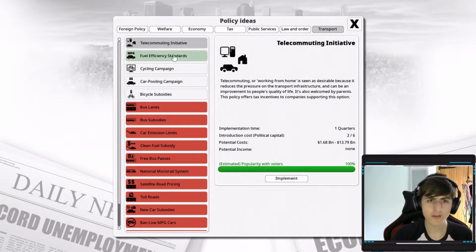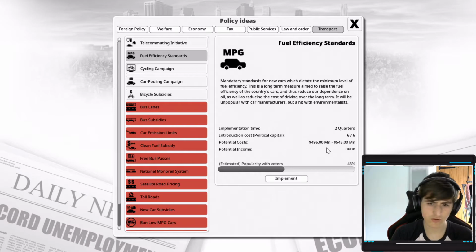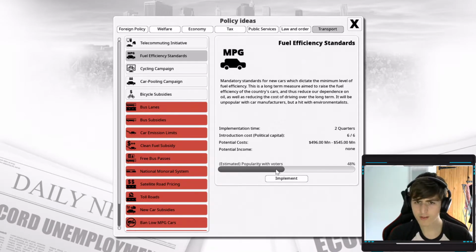A lot of these can be simple things, like fuel efficiency standards, which doesn't cost much money, and it shows your popularity with the voters. Then it also shows the potential costs if you have a really high one or a really low one, and it gives you a bit of an explanation in the details.